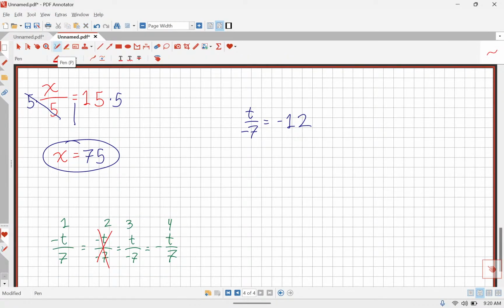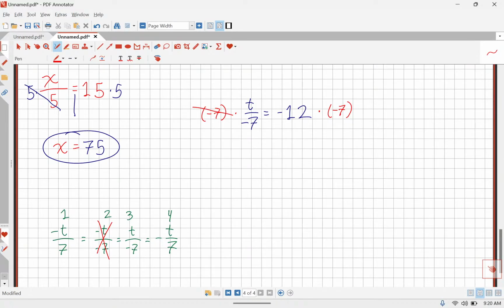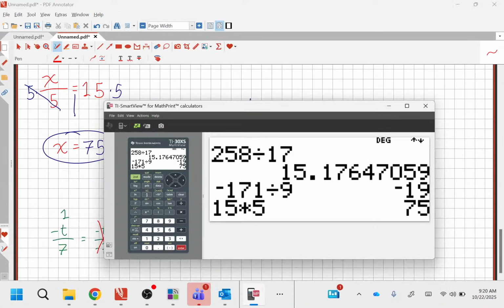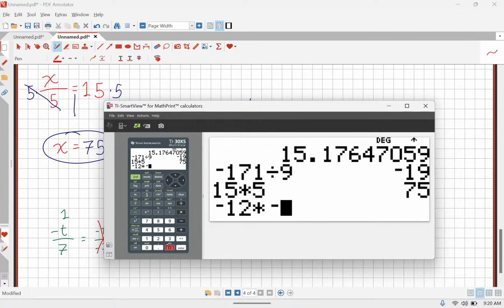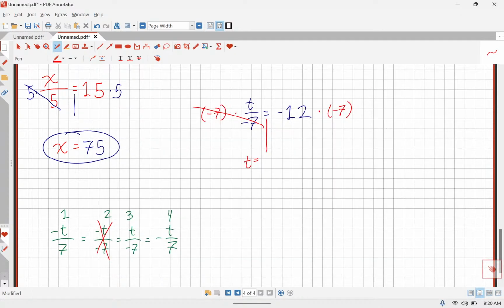What's the opposite of dividing by negative 7, Skylar? By? Do you mind if I multiply by negative 7? And the reason is because that's going to help me get rid of the negatives as well. Okay? Negative 12 times negative 7 is 84.